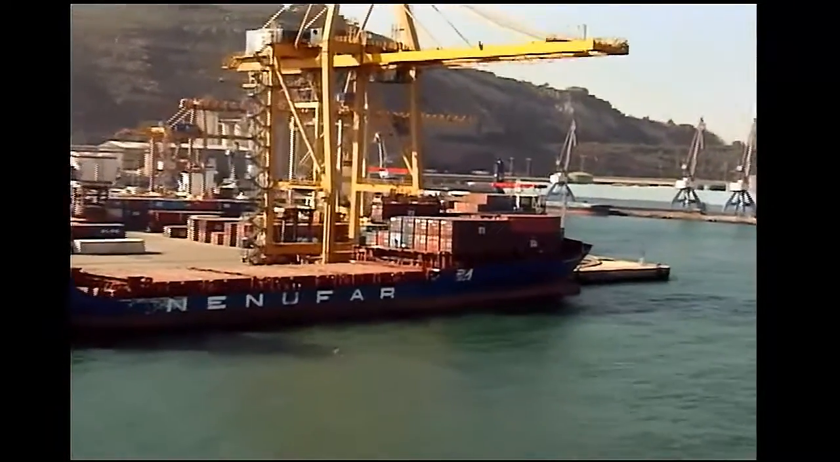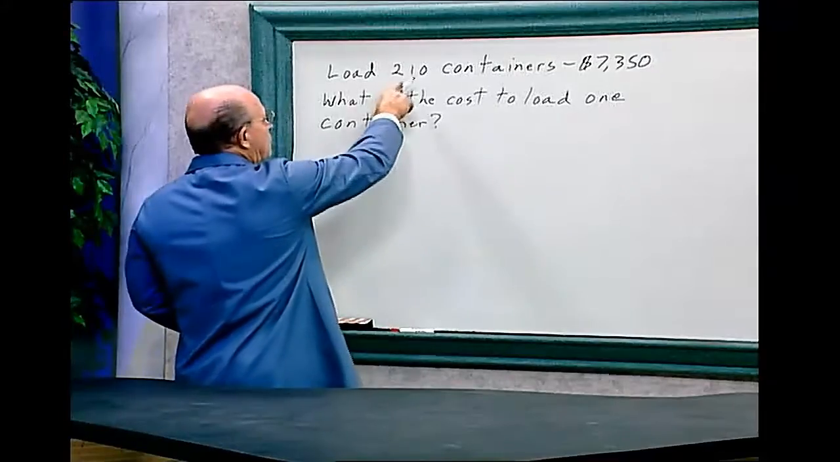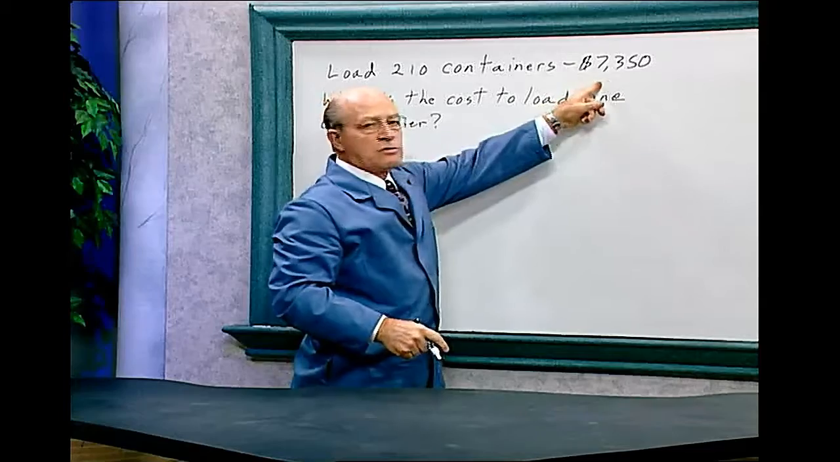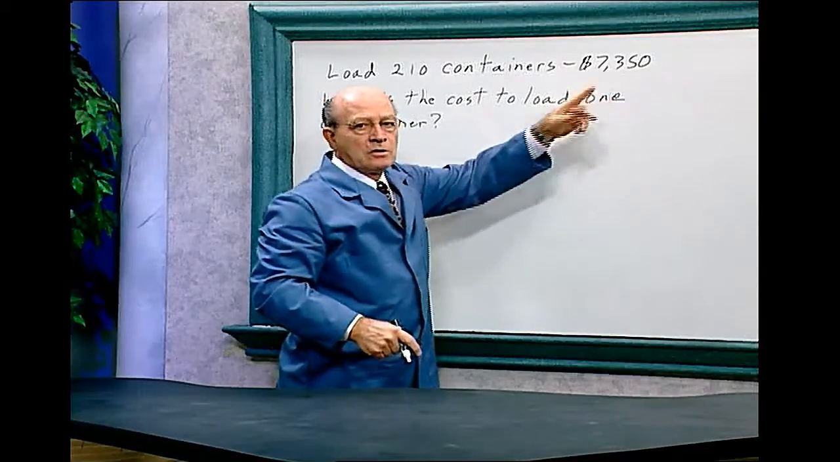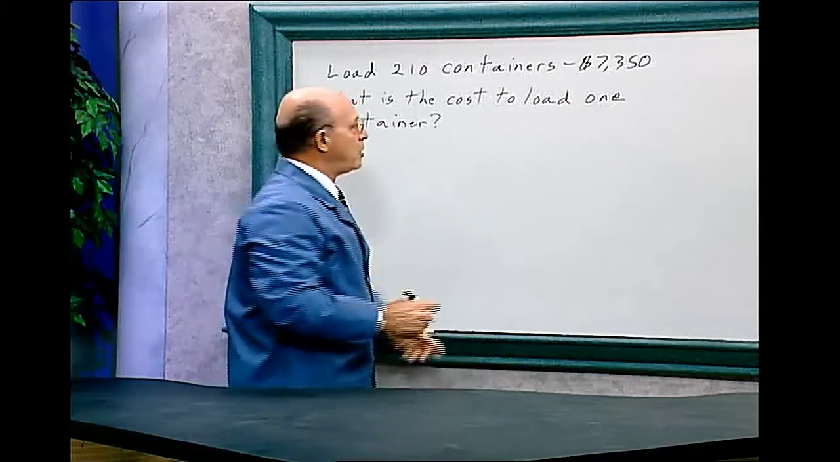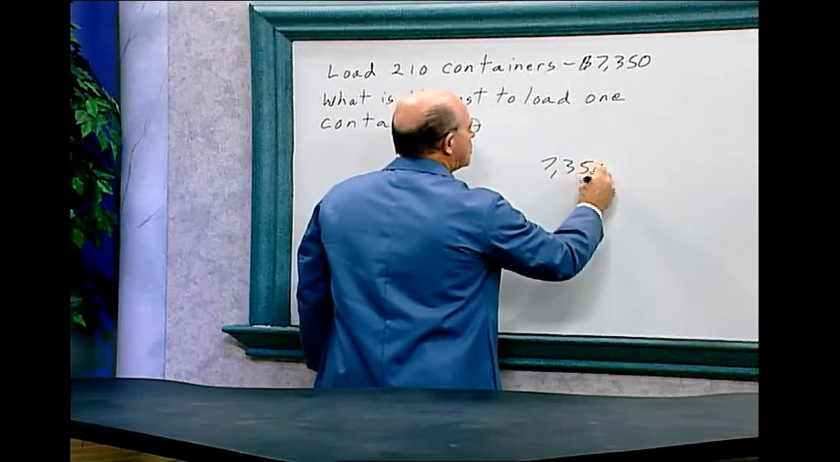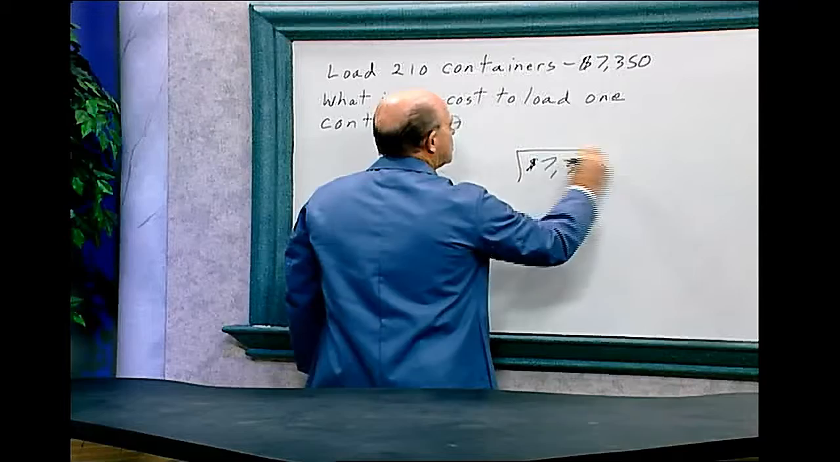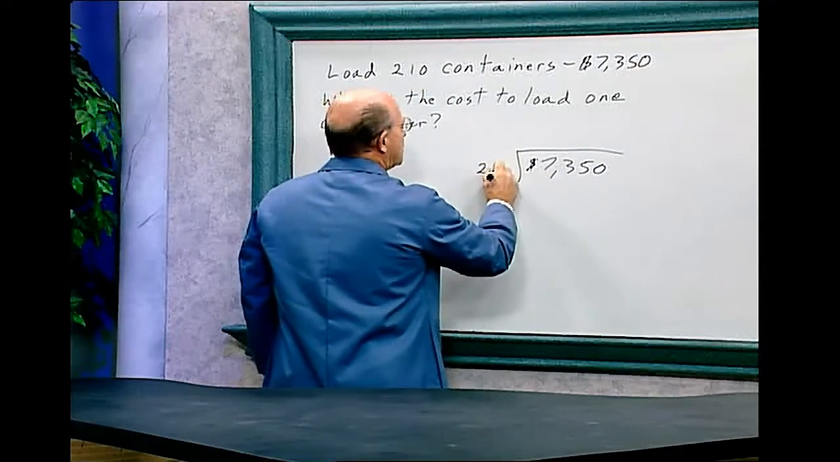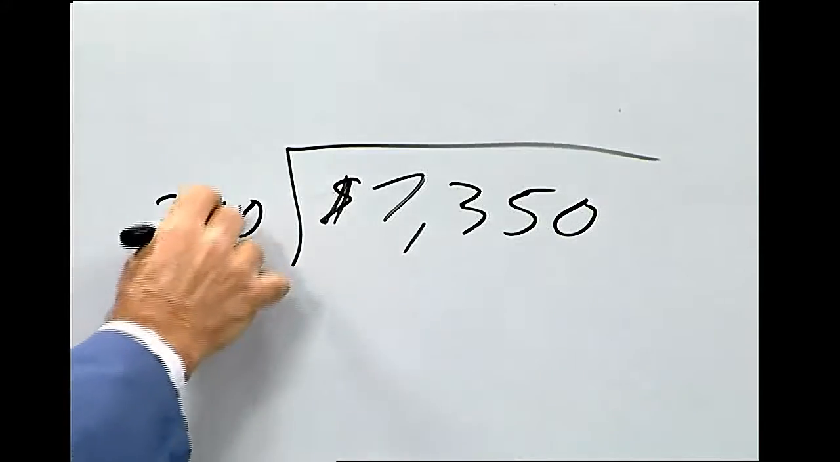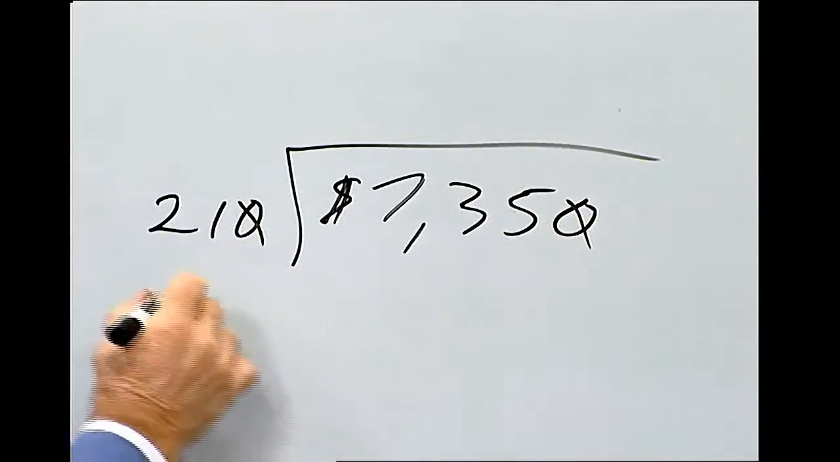Let's do the math. For 210 containers, it costs $7,350. So to find the cost of one, we have to divide $7,350 by 210. Again, remember, when you have zeros on both ends, we can just cross off the zeros.